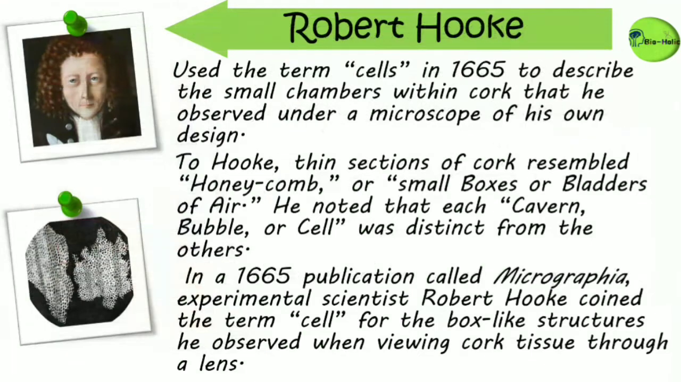Moving on to another 1600s scientist, Robert Hooke, who first used the term cells in 1665 to describe the small chambers within cork that he observed under a microscope of his own design. To Hooke, those thin sections of cork resembled a honeycomb, or small boxes, or bladders of air, like you can see in this image. He also noted that each cavern or bubble, or cell, was distinct from the others.